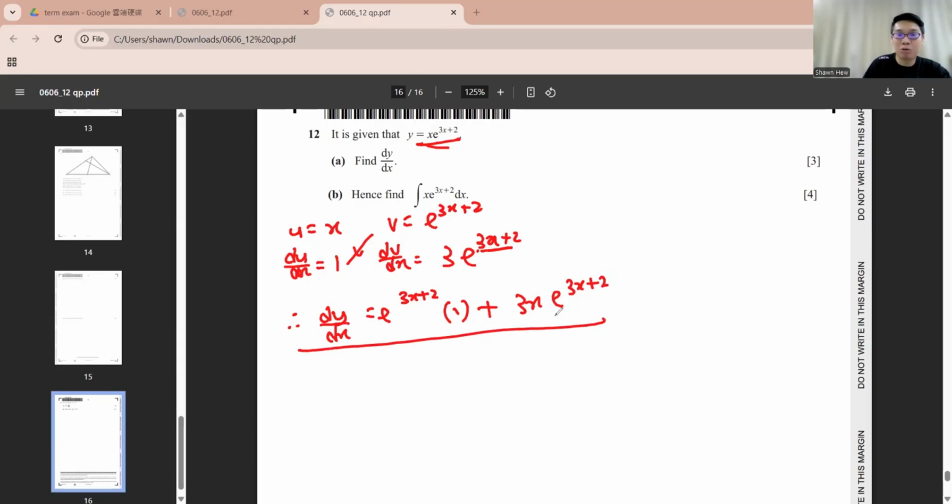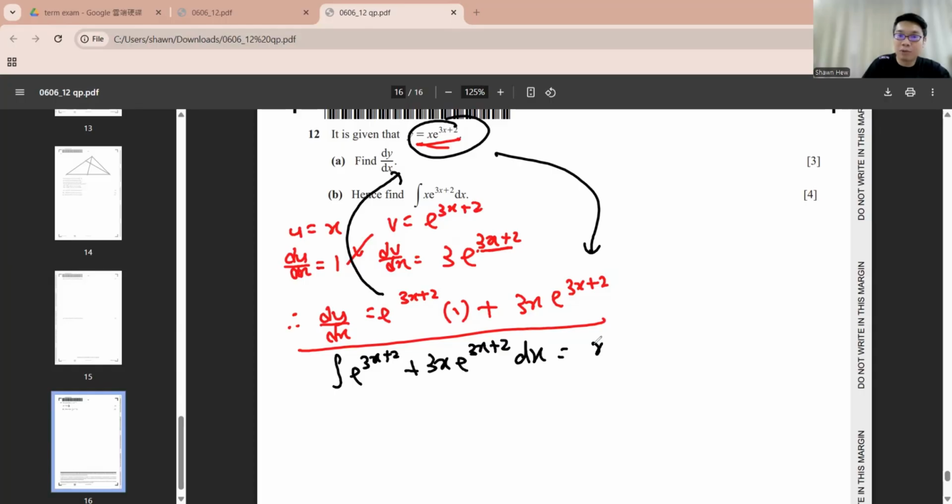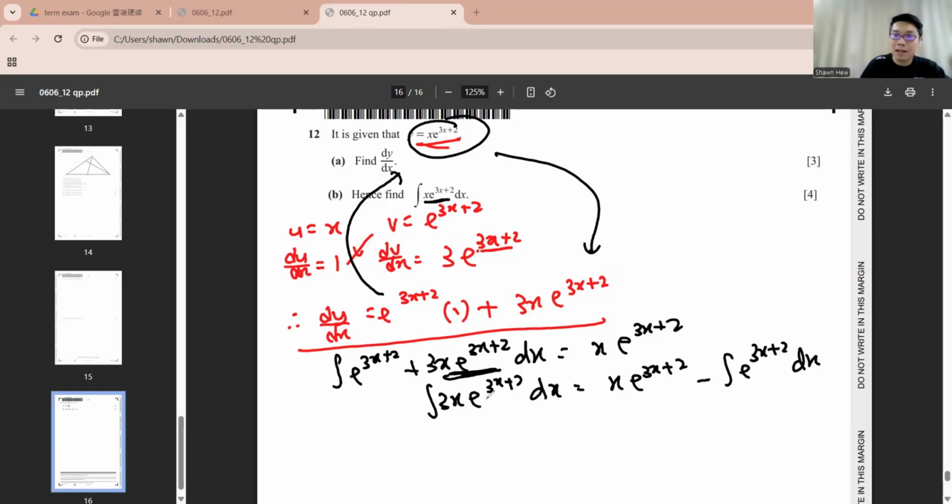Then how about the second part? Hence, they ask you to integrate this. We know we differentiate this will become this. So if we integrate this, we'll go back to this. So we copy the relationship. We check back the question: x e^(3x) plus 2. So not this part, they want this part. So we need to slowly remove the things from the left-hand side. So I remove this part to the right first. Then at last, everything I divide by 3.